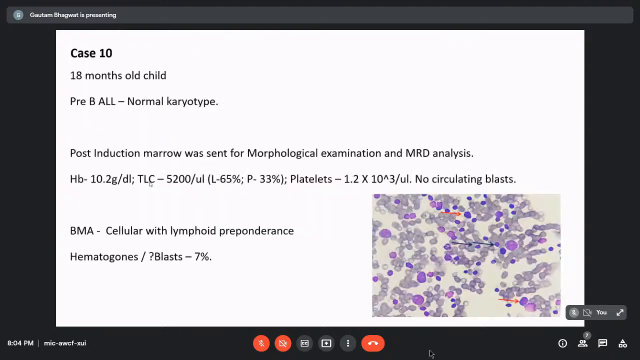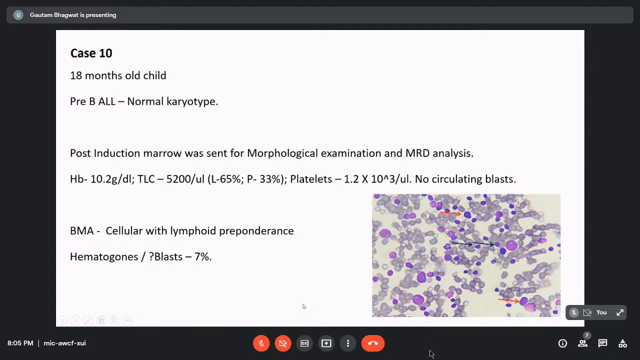Another interesting use: an 18-month-old child, normal karyotype. Here you see cells marked with this blue arrow. I'm not sure what, lymphoid cells, but they do not have cytoplasm and have very open chromatin. And then there are these cells which are larger, atypical looking. Now we are not sure what to call this. So there were hematogones slash query blasts at 7% and most of the cells were of lymphoid origin.